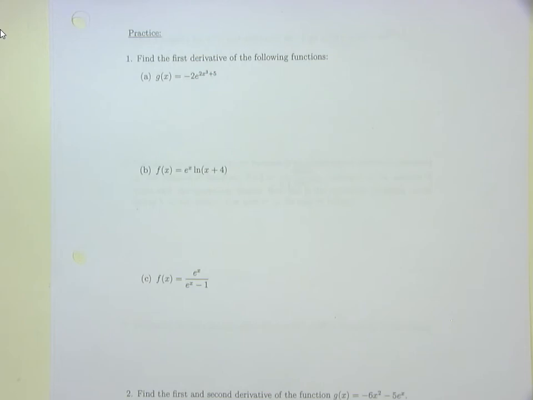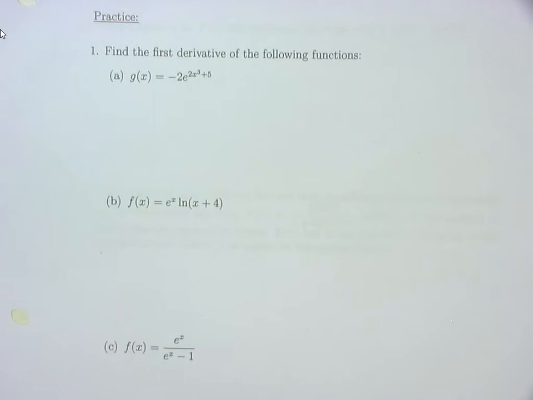So let's take a look at this guy. Let's do some more derivatives. Remember, derivative of e to the x is e to the x. Derivative of e to a function is e to the function times derivative of the exponent. So g of x is equal to negative 2 times e to the 2x cubed plus 5.